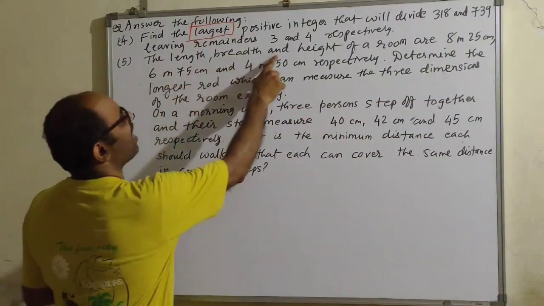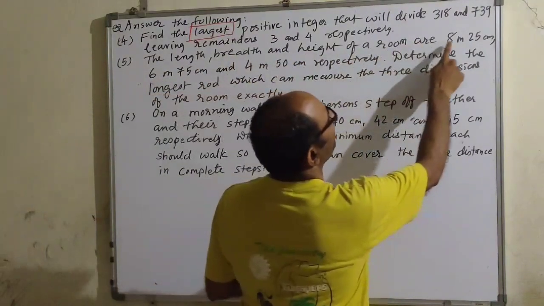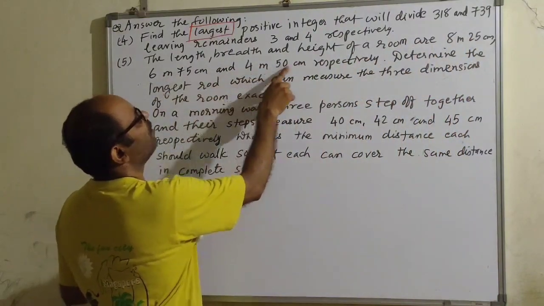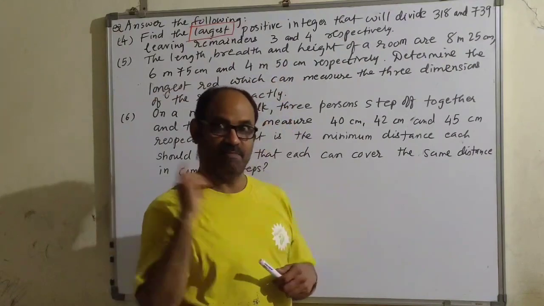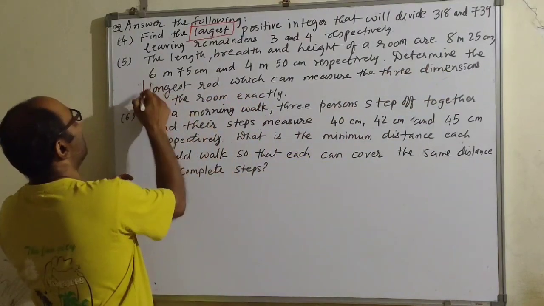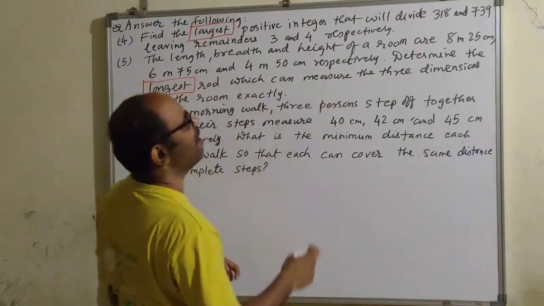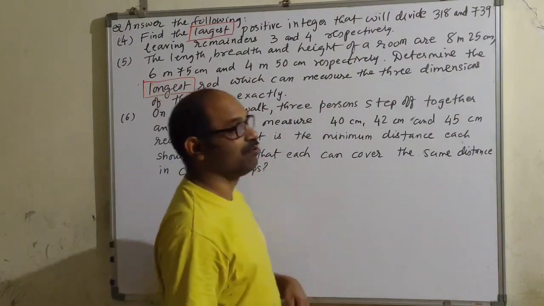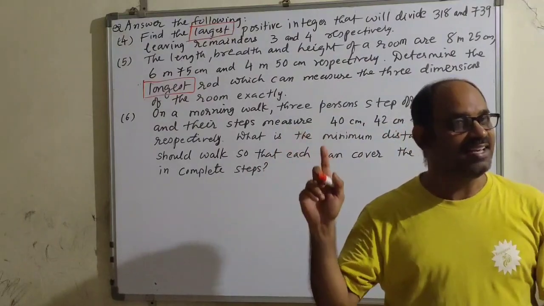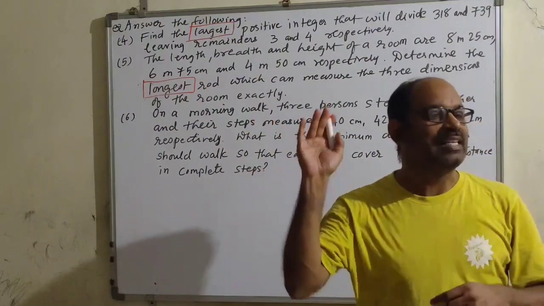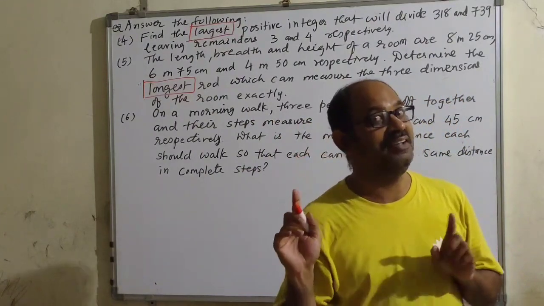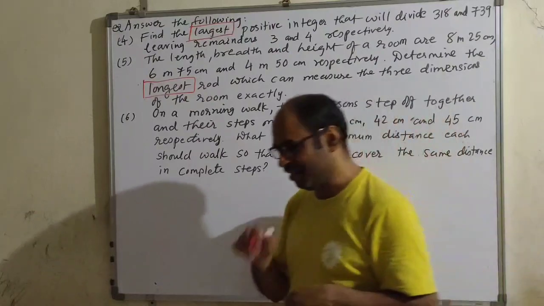The length, breadth and height of a room are 8 meter 25 centimeter, 6 meter 75 centimeter and 4 meter 50 centimeter respectively. Length, breadth and height of the room. Determine the longest rod which can measure the 3 dimensions of the room exactly. Longest, largest, highest, it means the same. So once again here we'll have to go for HCF. But believe me children, it is just a hint still. Okay, let's see the third one.